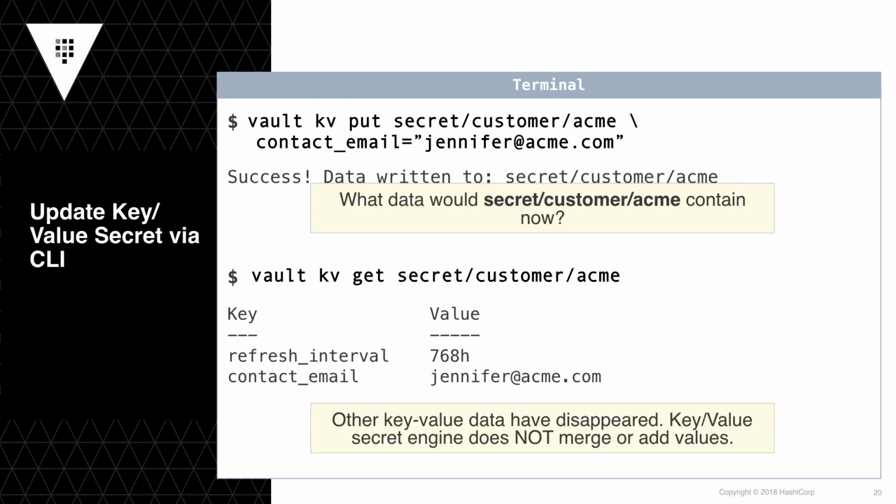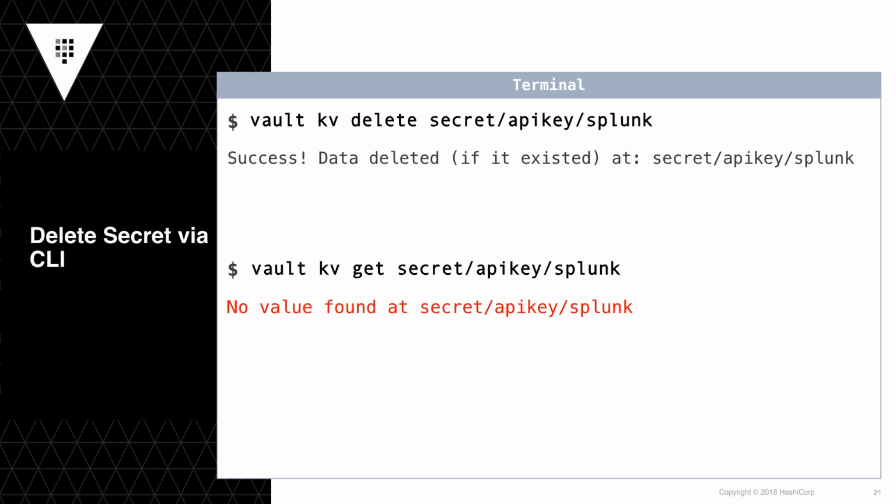In the next example, we highlight what happens when updating an existing key within an existing path. It's important to understand that in this scenario, a merge does not take place. Instead, the key value engine replaces the previously stored secret with the new secret. Secrets can be easily deleted by executing the vault kv delete command together with the path where the secrets are stored.